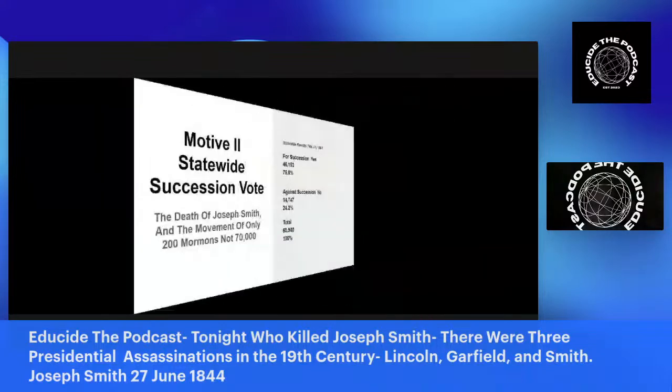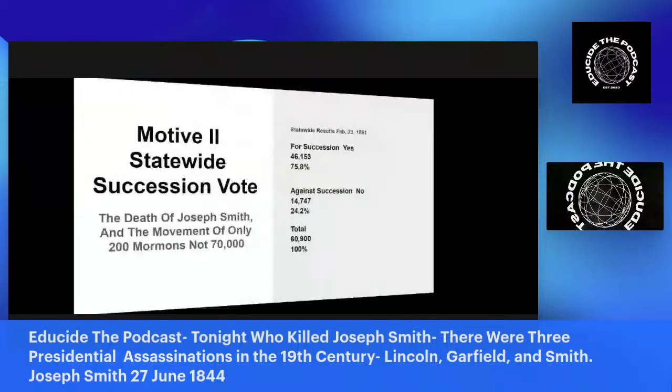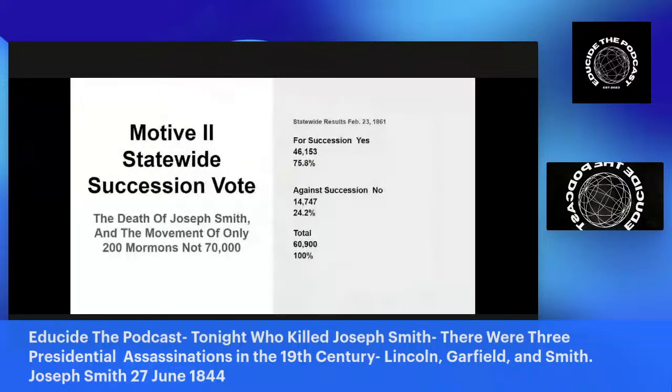Motive 2, statewide secession vote. The death of Joseph Smith and the movement of only 200 Mormons, not 70,000. Statewide results for the February 23rd, 1861 secession vote.